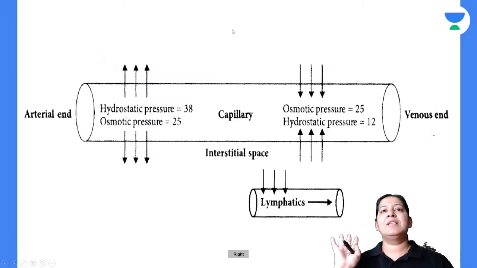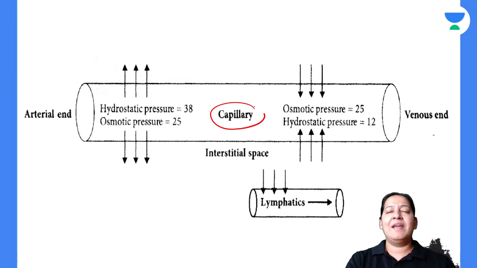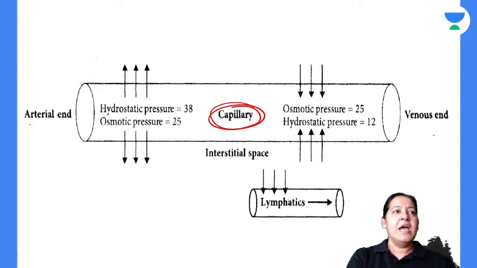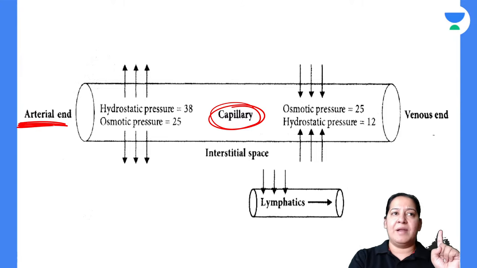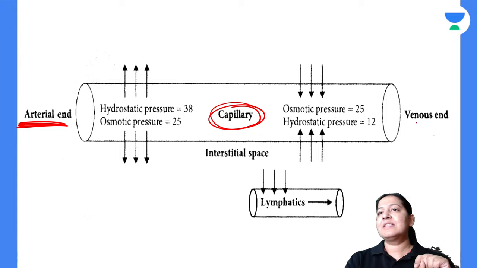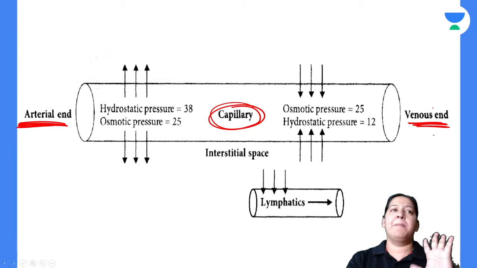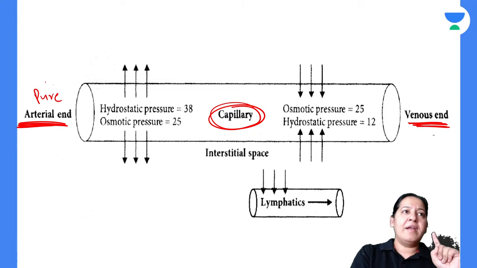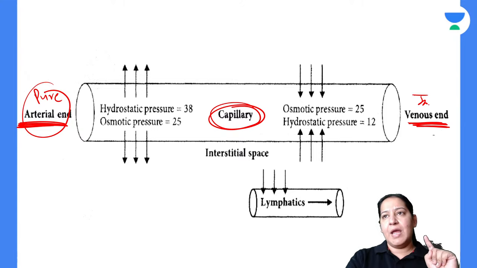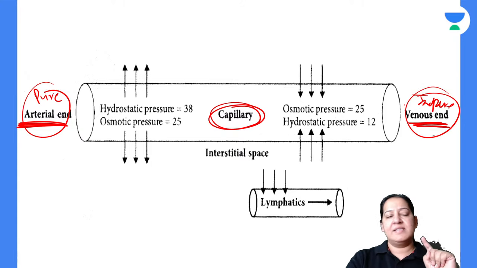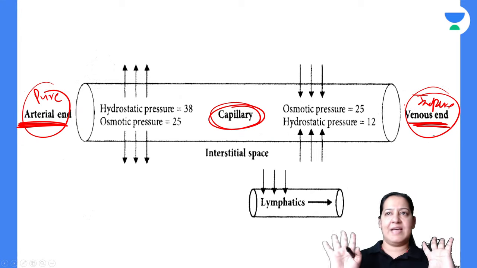Can you see this is a capillary? I have drawn a capillary here. Everyone see. Can you see this is the arterial end of the capillary? It is carrying pure blood at the arterial end. And this is the venous end of the capillary. It is carrying impure blood at the venous end. Say yes or no. So, arterial and venous ends are there.